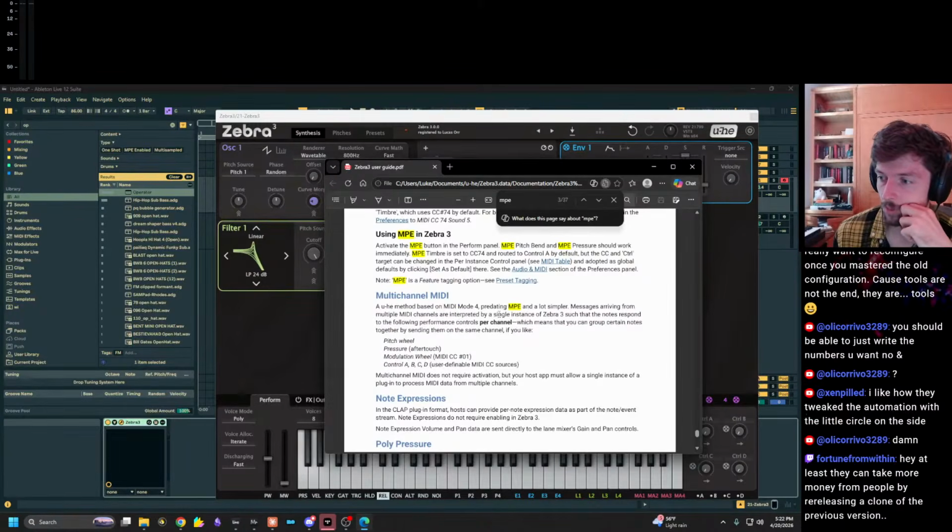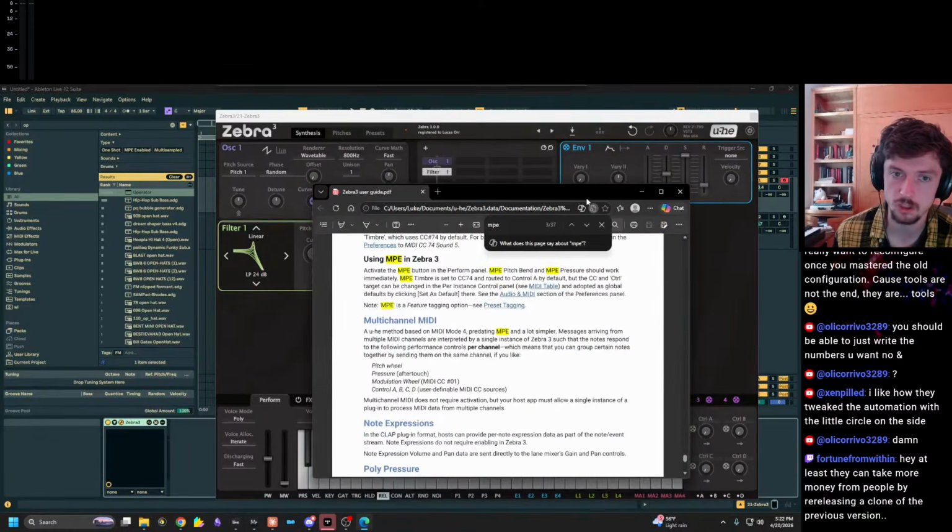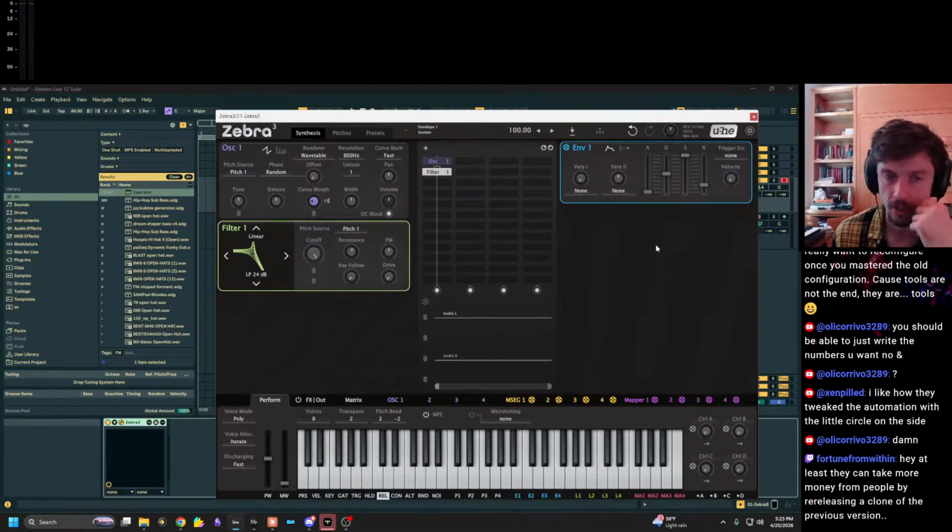At least they can take more money from people, releasing a clone of the previous version. Well, the previous version was free because it was a beta. So they're taking money, and I was using it for free this whole time, and I do think it sounds amazing. Now they're charging people money for it. A lot of money, frankly. I think it's probably too expensive, but I don't know, since I guess everything's more expensive now. It used to be $200 for a strong synth was the norm, and now once the sale ends, it's going to be like $280, and everything's expensive now. So it's not obscene.